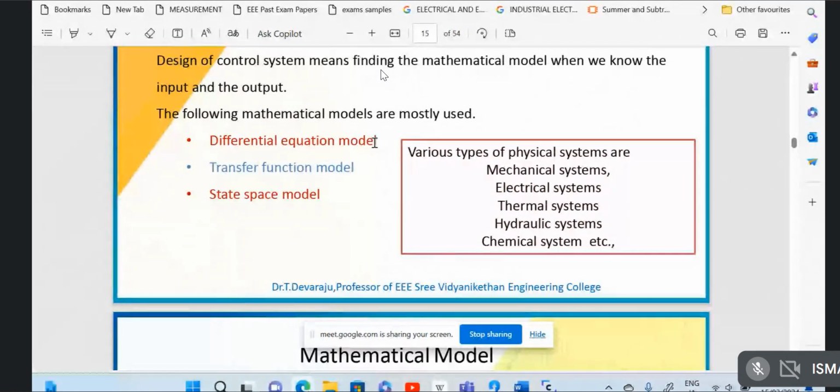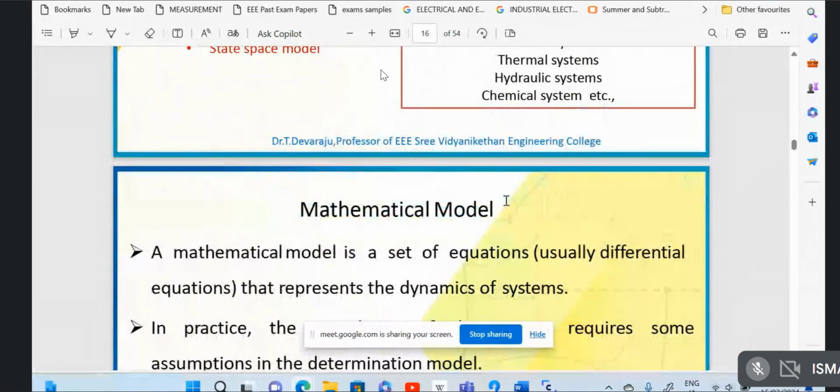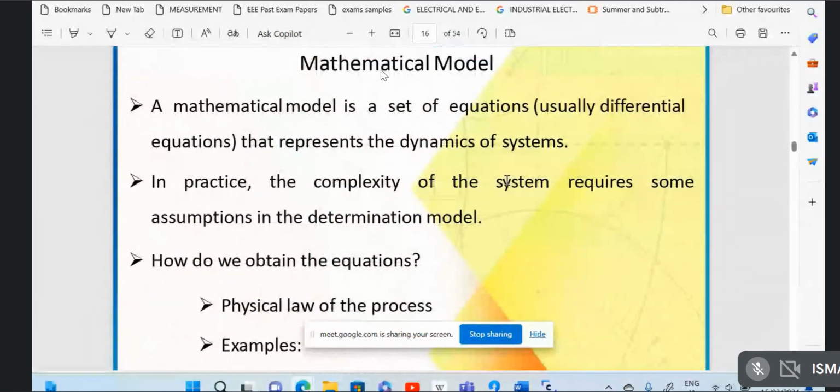So you can use differential equations, the transfer function model, or the state space model on mechanical, electrical, thermal, hydraulic, chemical, and pneumatic systems. A mathematical model is a set of equations, usually differential equations, that represent the dynamics of a system. In practice, the complexity of a system requires some assumptions in determining the model.